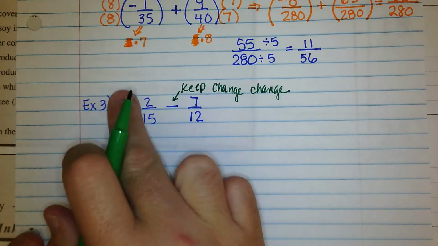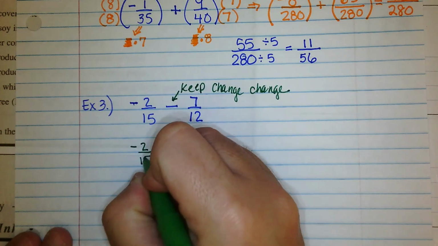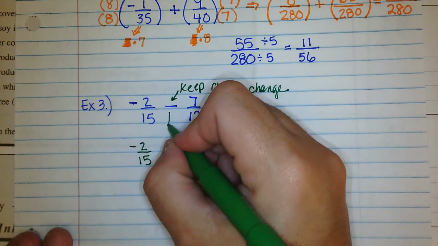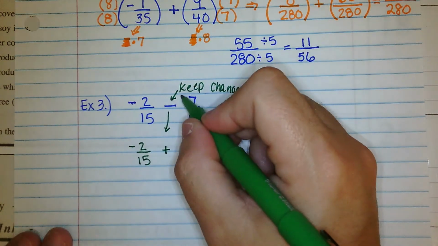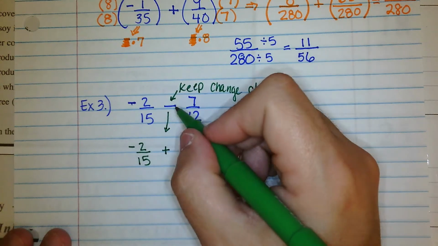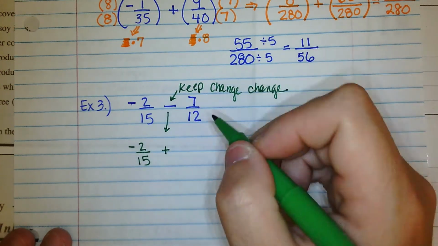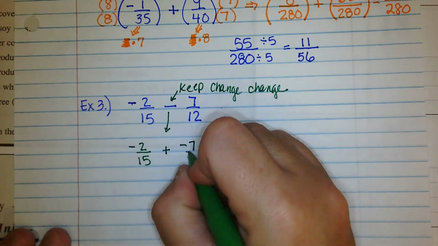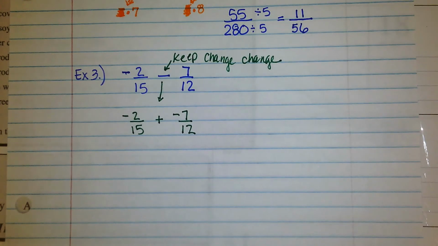So we're going to keep our first one. We're going to keep our negative 2/15. We're going to change this to a plus sign. And this 7/12 needs to be changed to a negative because it's positive right now. This is the thing I'm changing. This just stays 7/12, so I have to change that to negative 7/12. So you can choose whether you want to put it in parentheses or not.